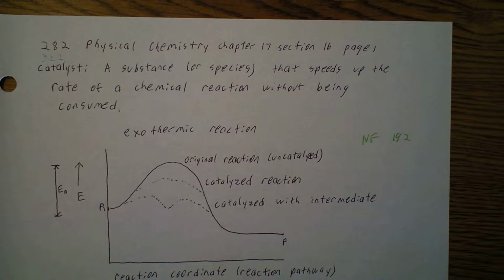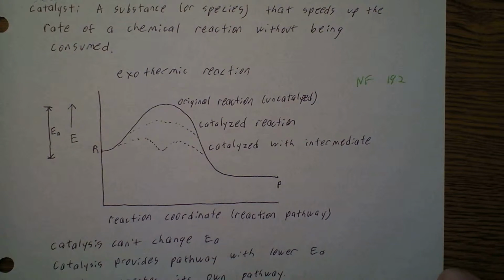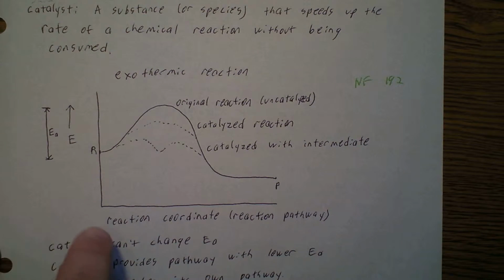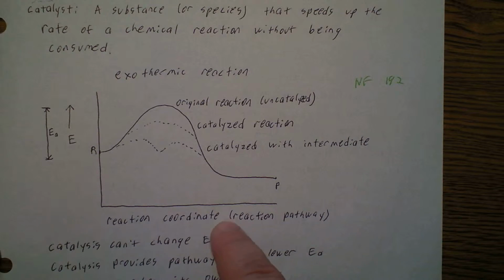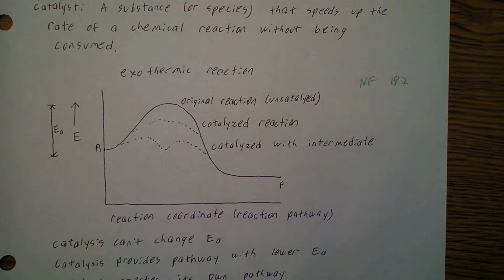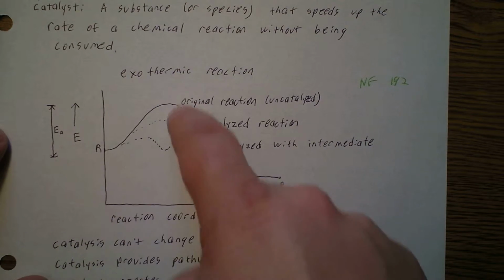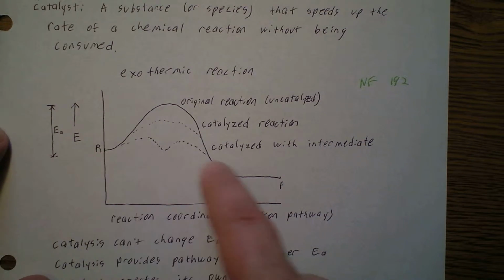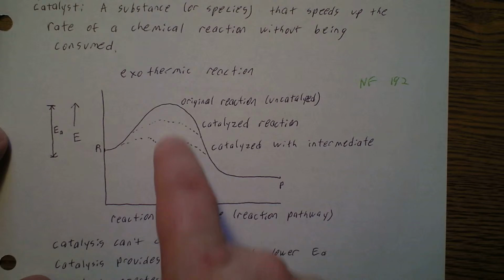Now in Physical Chemistry, Chapter 17, Section 16. A catalyst is a substance or species that speeds up the rate of a chemical reaction without being consumed. Let's say we have this exothermic reaction here. We have energy on the vertical axis and reaction coordinate on the horizontal axis, and we're showing this reaction pathway with reactants, products, and any intermediates.